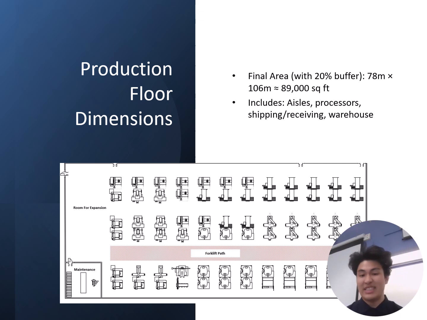So finally, the layout 1 production floor dimensions with a 20% expansion buffer will be 78 meters by 106 meters, which totals to 89,000 square feet. And as you see on the diagram there, there is that forklift path which allows dual direction movement. And then all the materials you see in the middle there are going to be the processors, with room for expansion on the left and room for storage on the top as well.